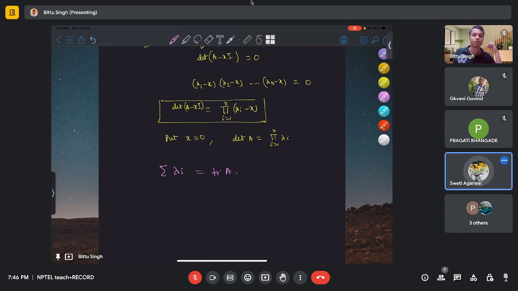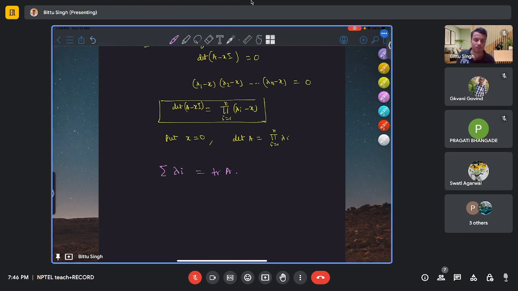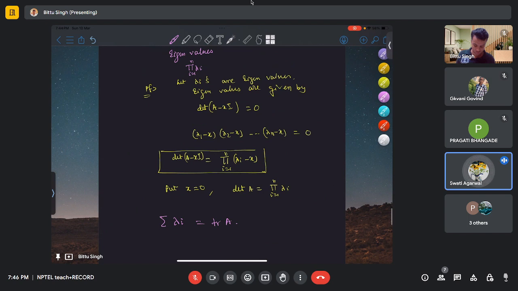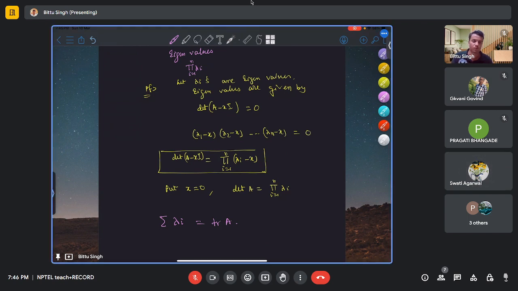Sir, one question. In the yellow box, we have that equation. So when we are saying determinant of A minus xI, can we make the determinant distributive? Can we say the determinant of A minus xI is equal to the determinant of A minus the determinant of xI? No, this is not true.